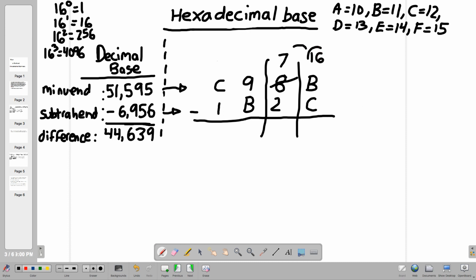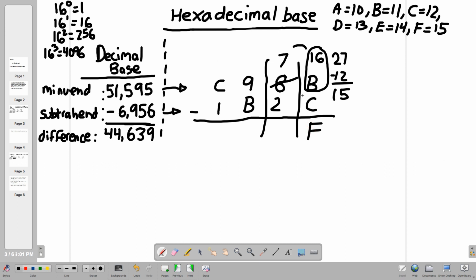So we're going to add 16 plus B together, and this is going to produce 11 plus 16 equals 27. So this is the same thing as saying 27, and since C represents 12, we're going to say minus 12. That's going to produce a value of 15. We say in hexadecimal, the value of 15 is the letter F. So F goes here.